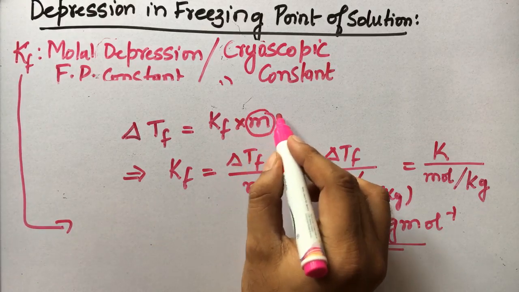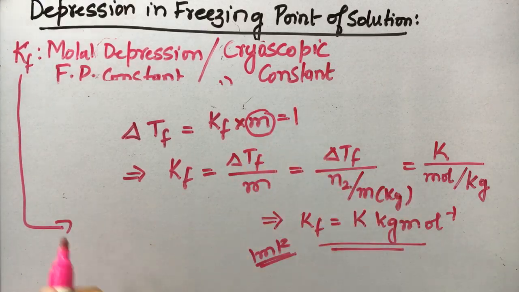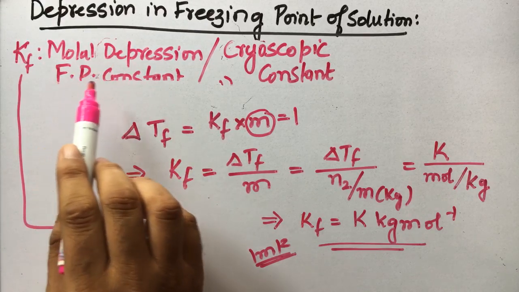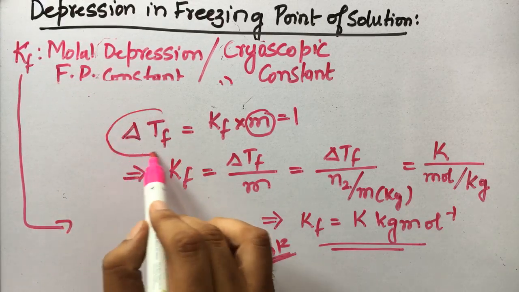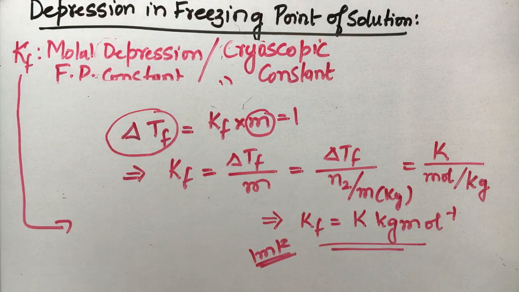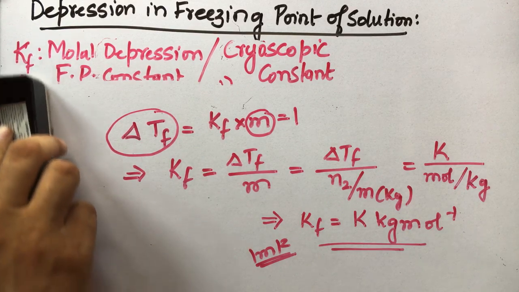As we have defined in the previous case, this should be equal to 1. So molar depression freezing point constant is the depression in the freezing point when the molality of the solution is 1 molar. I am not writing the definition, students, since we have defined it in the previous case in a similar manner.